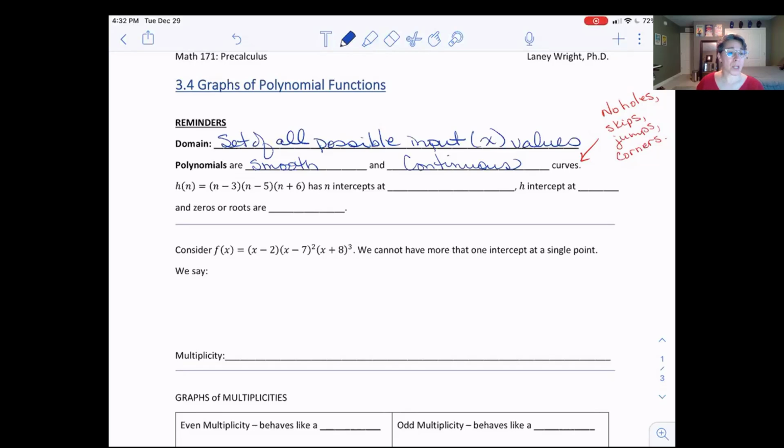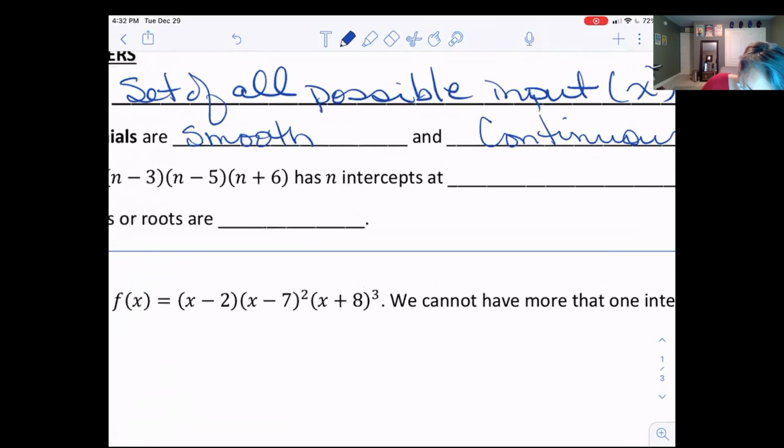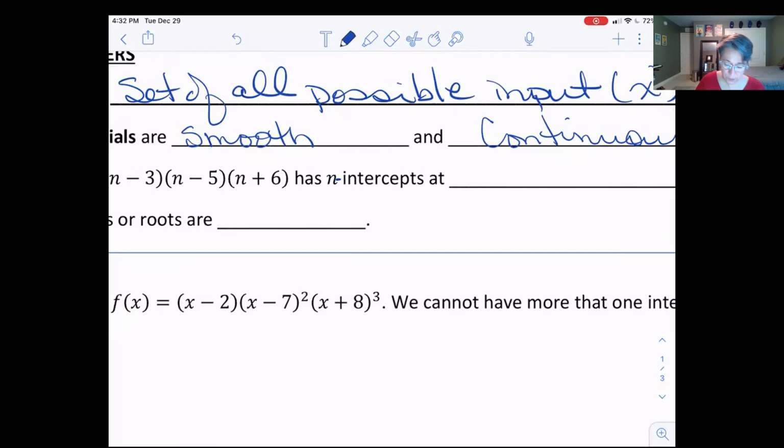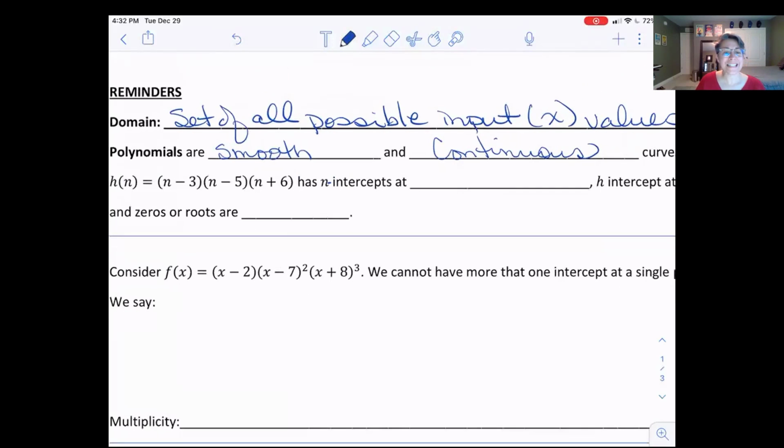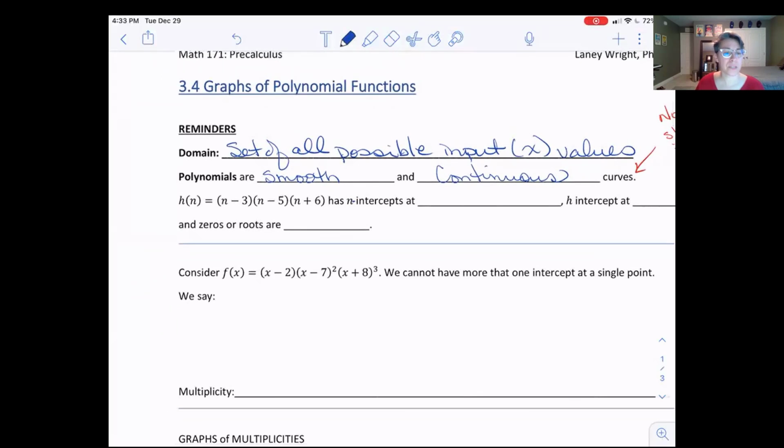So for example, this polynomial h of n, where we have the binomial n minus 3 times n minus 5 times n plus 6, has the n-intercepts. Let's put a hyphen in there so you don't think that's the number of intercepts. It's like saying x-intercepts. So it has the horizontal intercepts at (3, 0), (5, 0), and (-6, 0). Remember, by setting each of those binomials equal to 0.